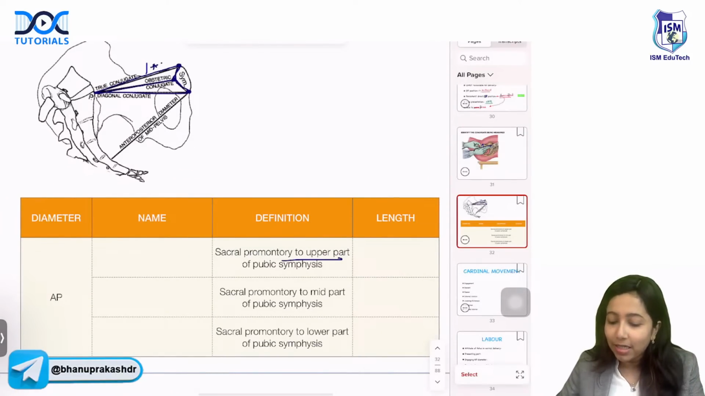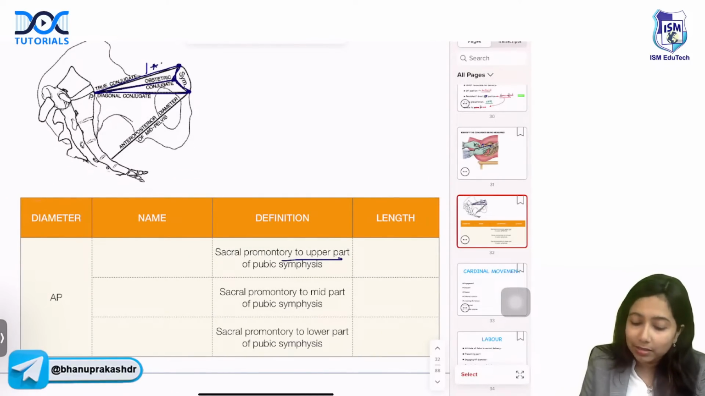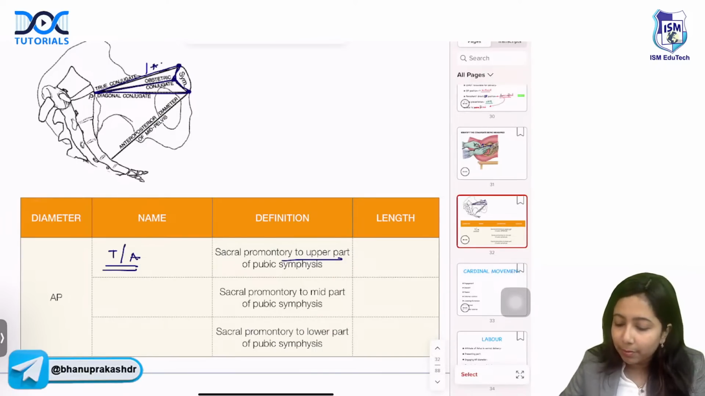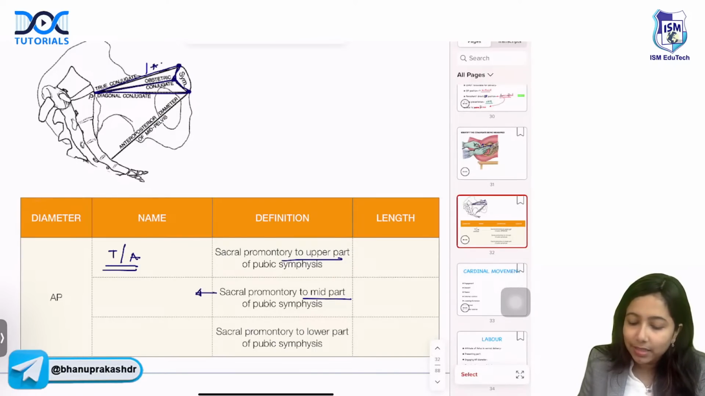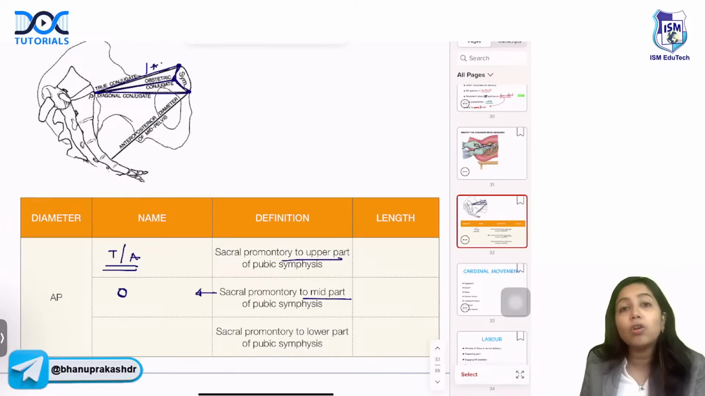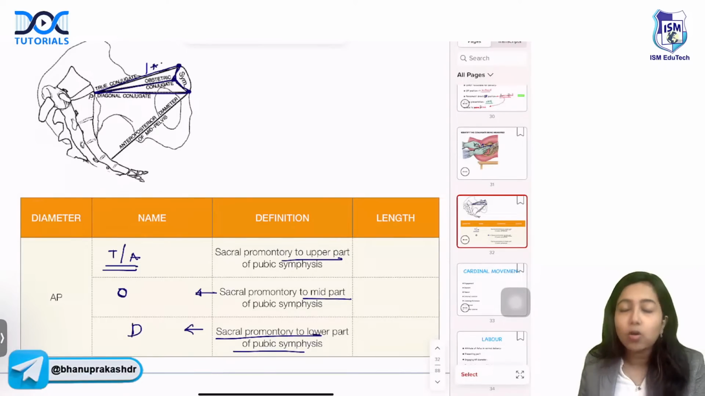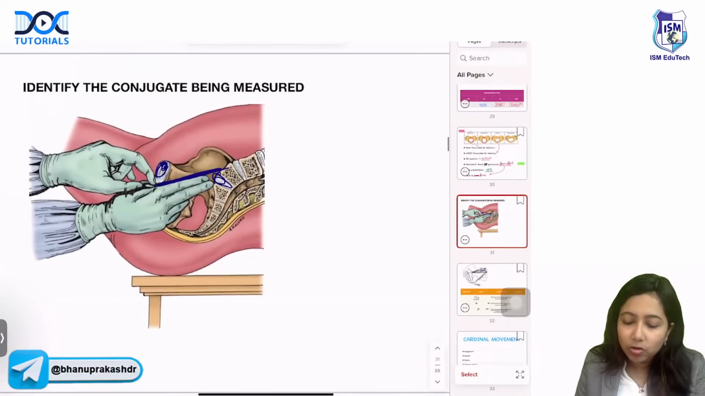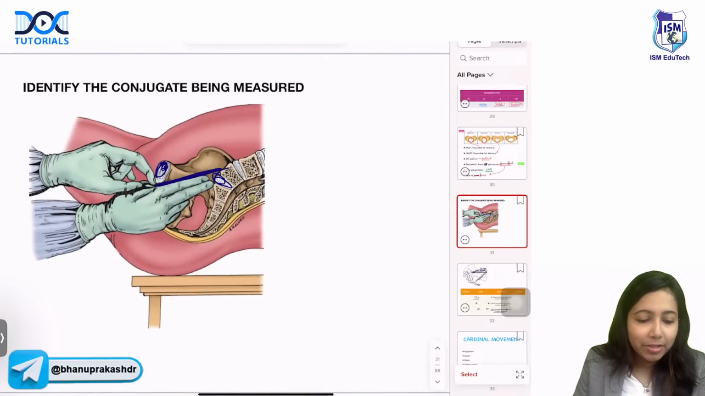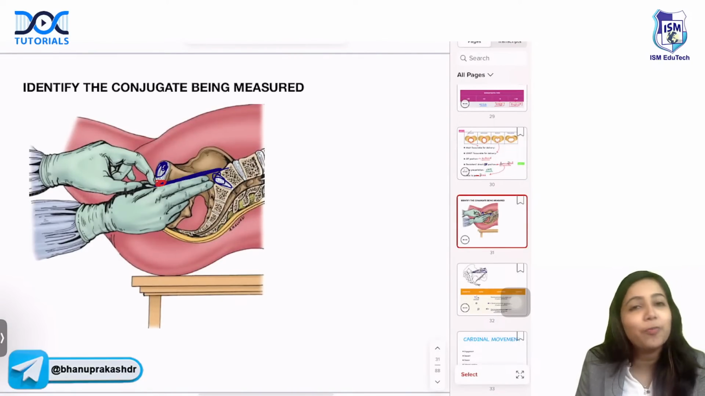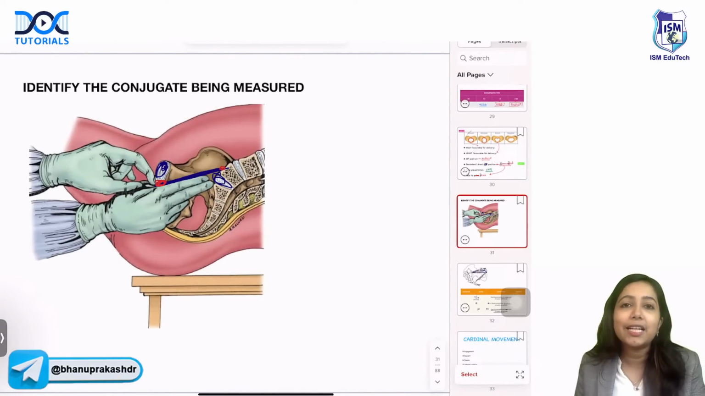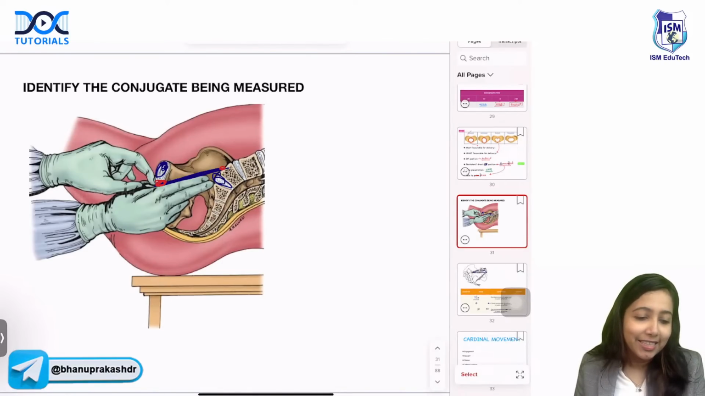From the upper part of the pubic symphysis, the first one is the true conjugate or the anatomical conjugate. From the mid part of pubic symphysis till sacral promontory, you have the obstetric conjugate. From the lower part, the one which you have is diagonal conjugate. Now let's go back to the image, which is my hand measuring here from the lower border of pubic symphysis till sacral promontory. That is the diagonal conjugate.